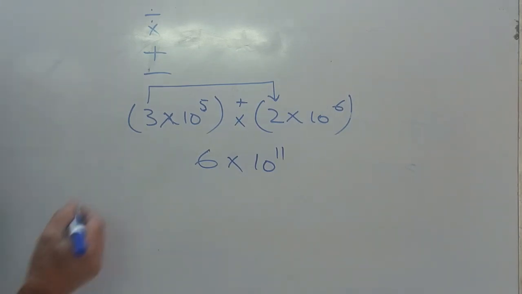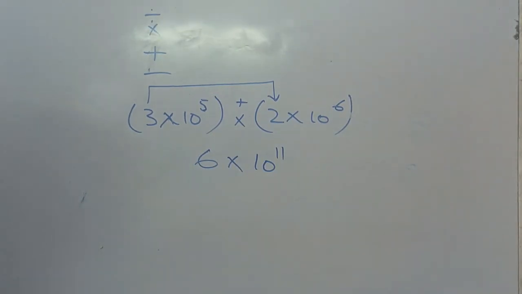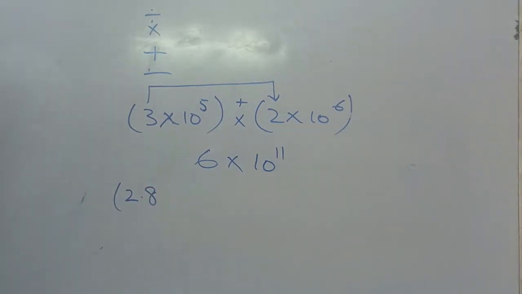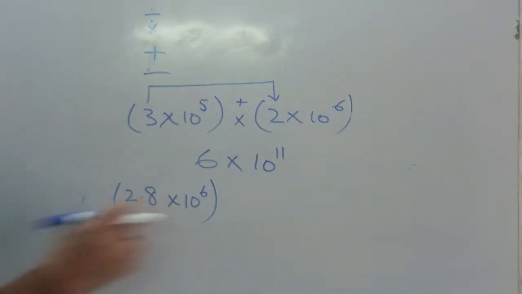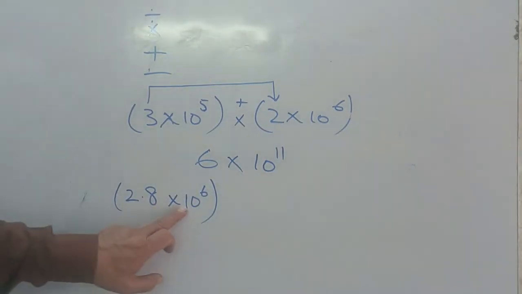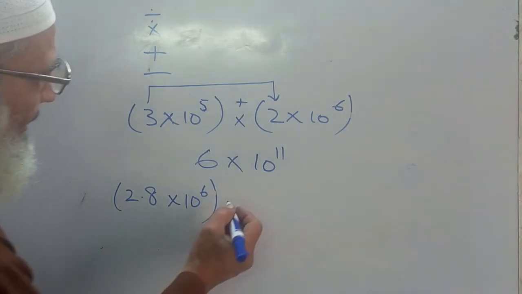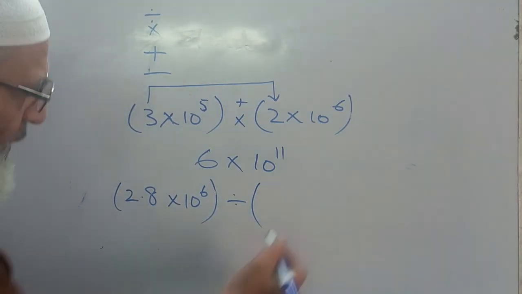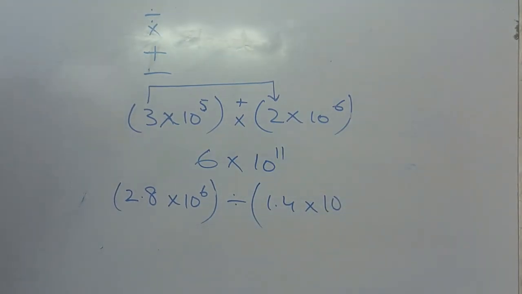Okay, now I'm going to solve one more question for you. It is in decimals as well. 2.8 multiplied by 10 raised to power 6, and it is being divided by 1.4 multiplied by 10 raised to power 4.